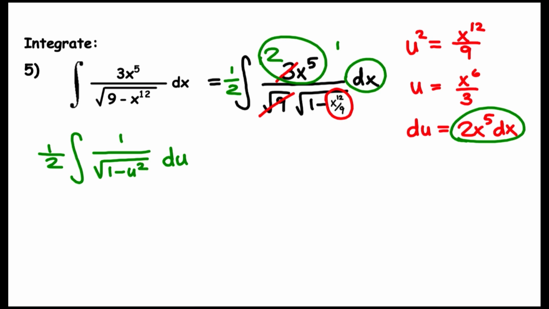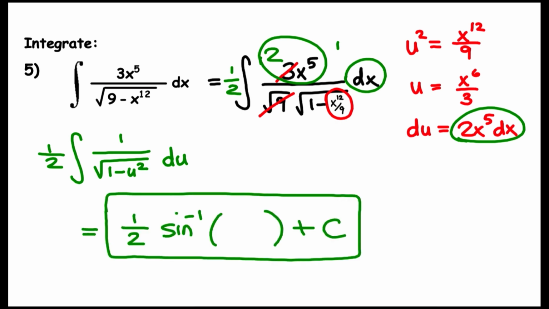And so that's just going to come out to 1/2 arc sine of u plus c. Remember that u is x to the 6th over 3. And now we're good.